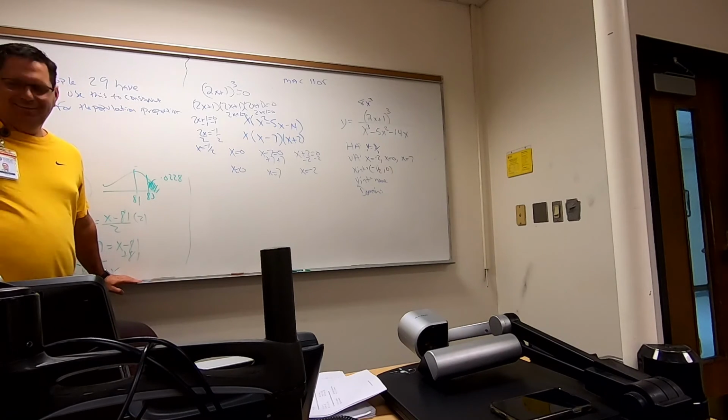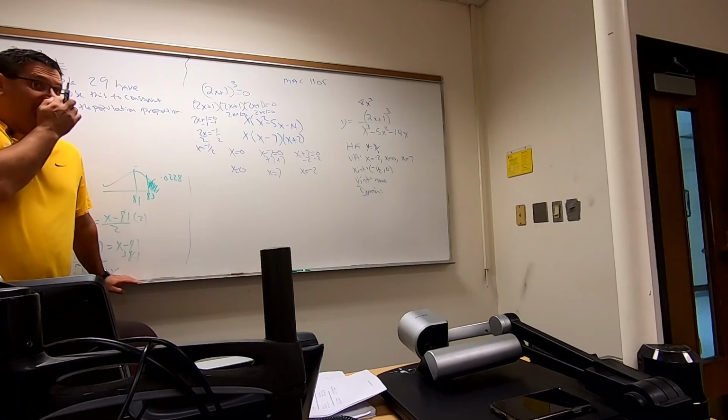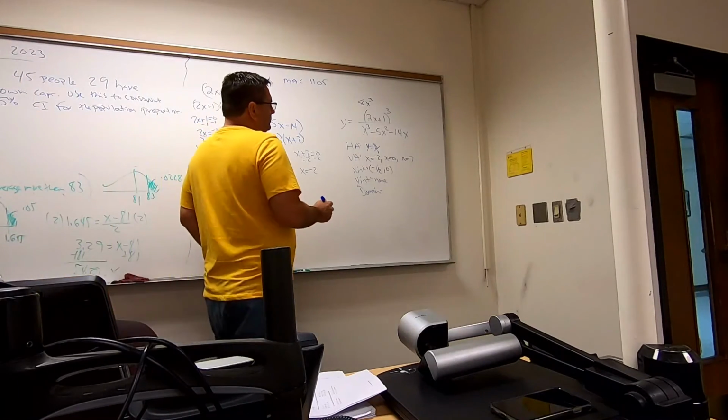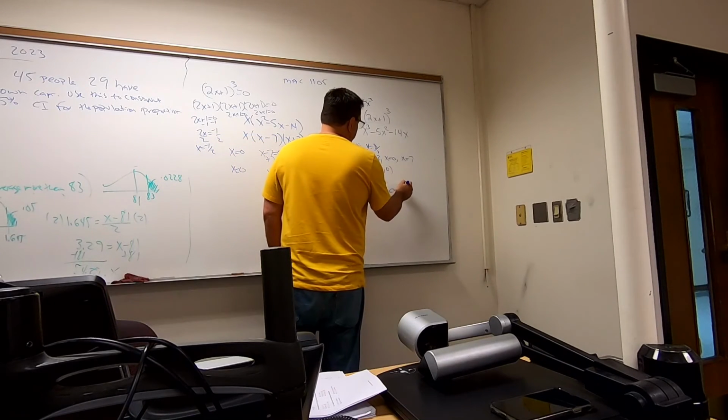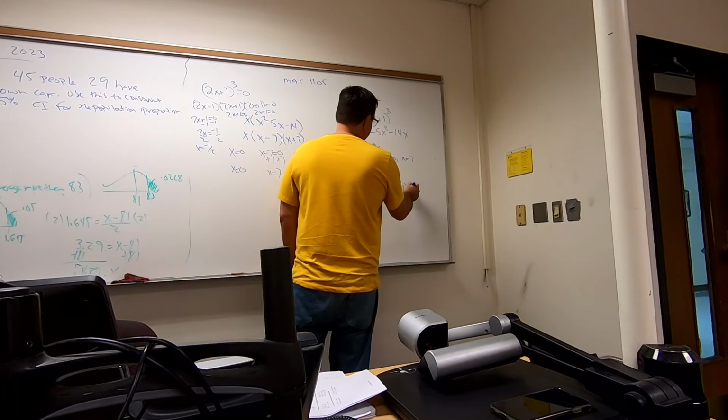All right. Come on. Domain. What is it? Negative infinity to negative 7. You don't put the zeros in? Oh yeah, 0, yeah.